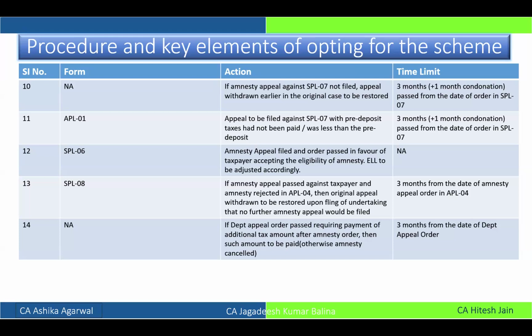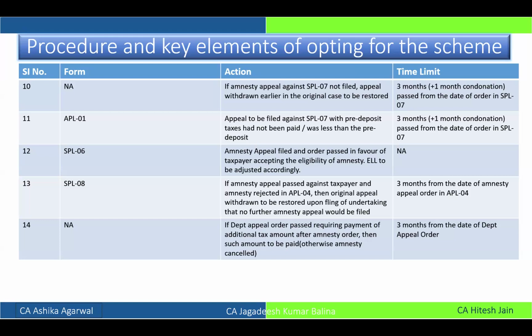Coming to the next, SPL 08. If an amnesty appeal is passed against the taxpayer, that is, you have filed the appeal against SPL 07 and at the appellate level you got an adverse order. To opt for this scheme, you had withdrawn your original appeal. If you want your original appeal to be restored, you have to request your proper officer by filing form SPL 08, within 3 months from the date of the amnesty appeal order in APL 04. Automatically, by filing this, the original appeal you withdrew for opting for this scheme will get restored.